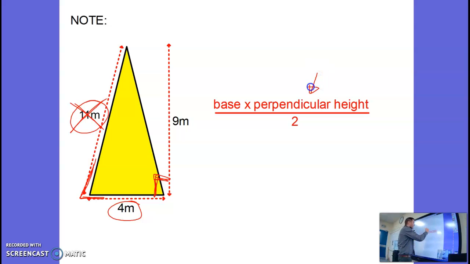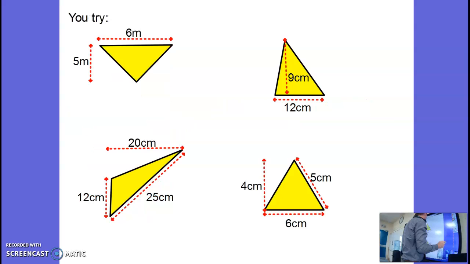Base times perpendicular height. Okay, here's 4 examples for you to try now. See if you've got the hang of this. So definitely pause the video now, have a go at these 4 questions, and I'll give you the answers in a second. So pause it, and on we go to the answers.